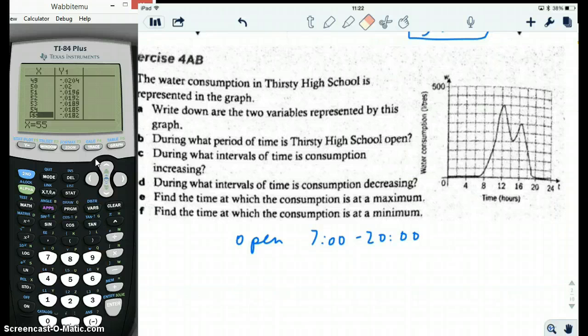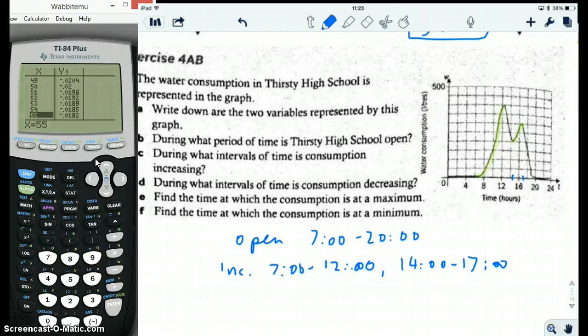And then during what intervals of time is consumption increasing? Well, I guess that would be when these kind of go uphill like that. So those are the two intervals right there. So I would say that increasing happens between 7 o'clock and that would be like 12 o'clock, right? And then it would also happen between 1400 hours and about 1700 hours. Okay, so from about 1400 to 1700. Okay, and it's kind of hard to tell on this graph because it's so small. On the test, it won't be so small.